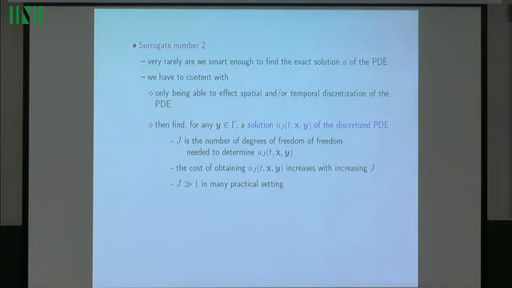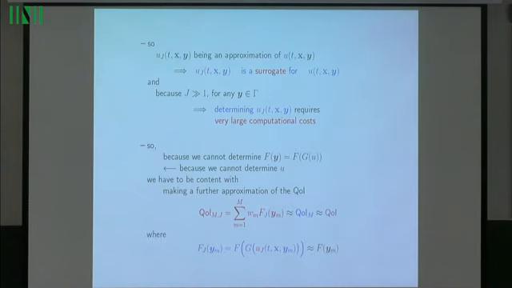Surrogate number two: we rarely are smart enough, or I am not, to find an exact solution of the PDE. We have to be content with only being able to effect spatial and/or temporal discretizations, and then we find a solution of the discretized PDE, where J is the number of coefficients or degrees of freedom that you need to find to determine your surrogate Uj for the exact solution of the PDE. And J is very large in some settings. In some settings, it gets so large and things are so complicated that it takes a month to find Uj. So Uj being an approximation of U means Uj is a surrogate for U. And because J is a lot bigger than 1, it incurs large computational costs when determining Uj.